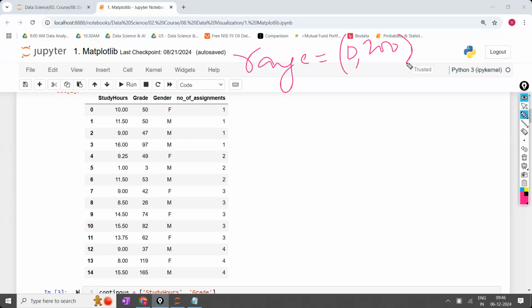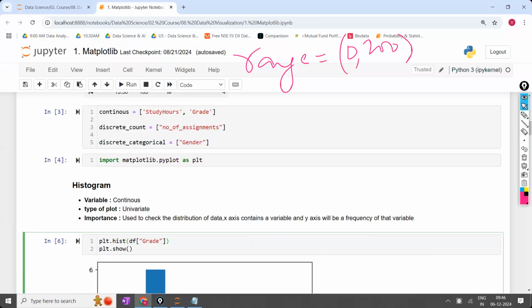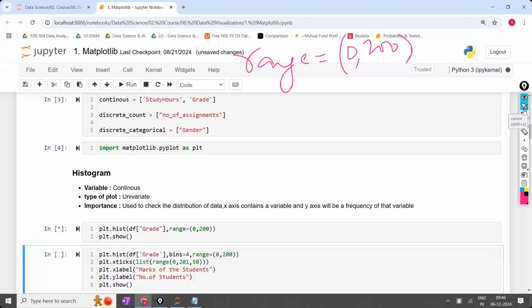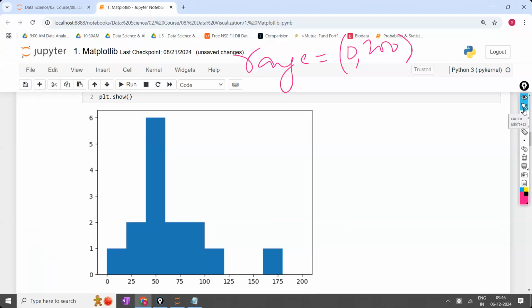It is not going to consider the internal range. It will consider my range. If you don't give, it will take the minimum, maximum. Since I have given the range, instead of the default argument, now it is going to take the range as, what is the range? Range is equal to 0 comma 200. So now my minimum value is 0 and this one is 200.